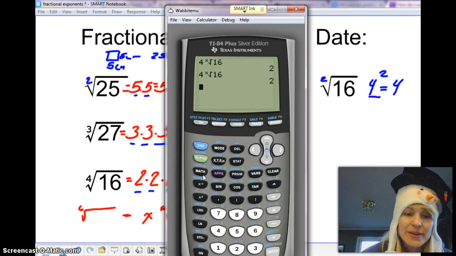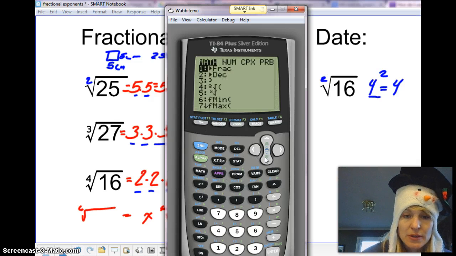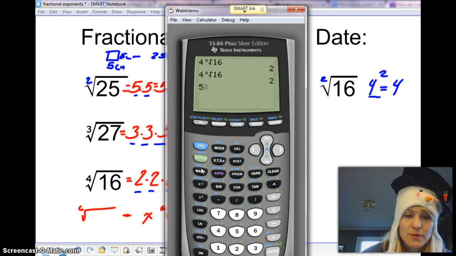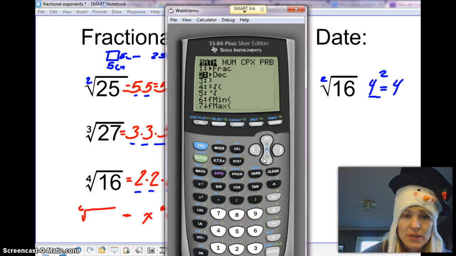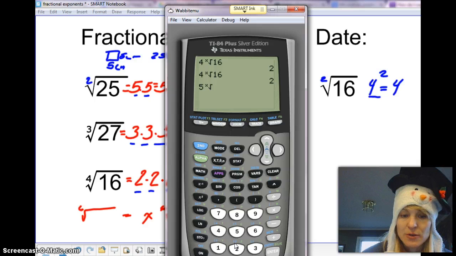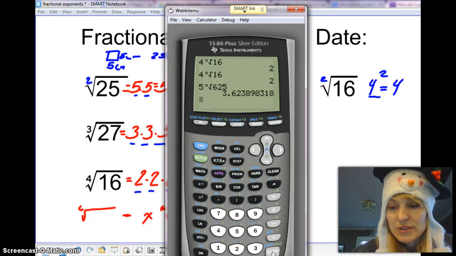Okay, so if I wanted to know the fifth root of something, I would put in 5 for the fifth root. I would go to math, put in my number 5, and let's say I wanted to know the fifth root of 625. Just throwing that out there, no idea what it is. And I get 3.625. Okay?